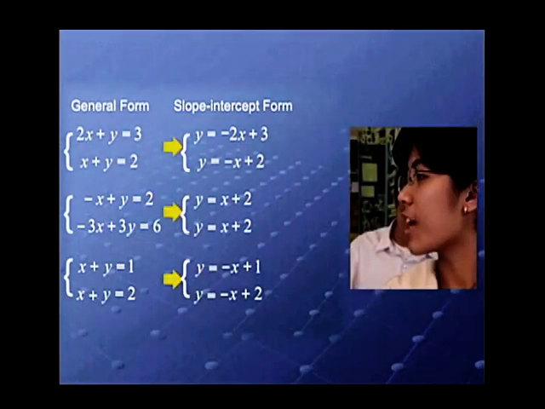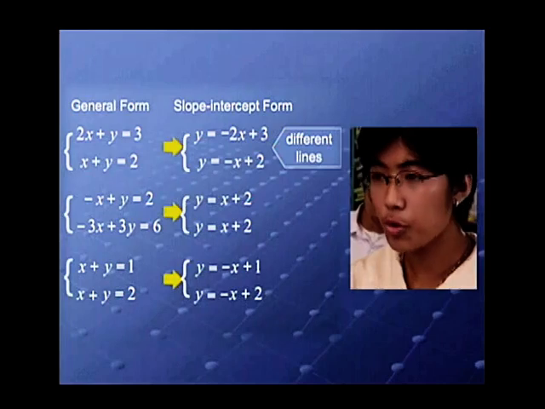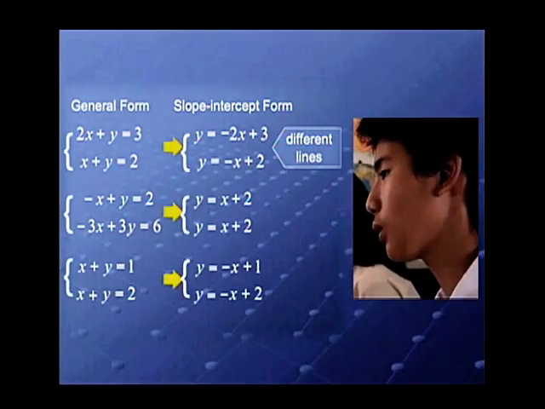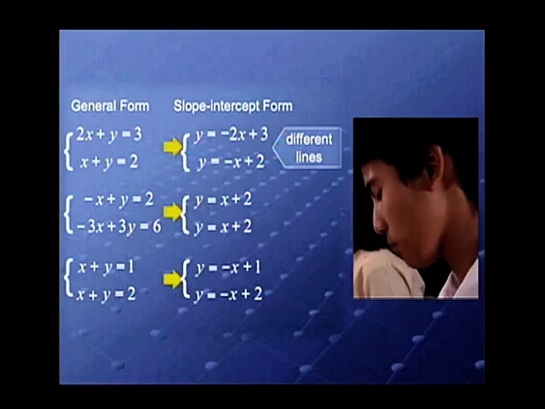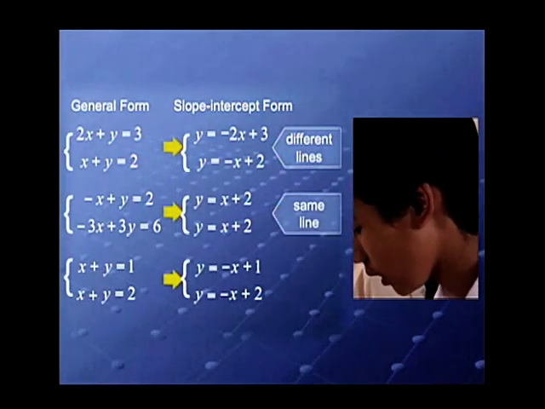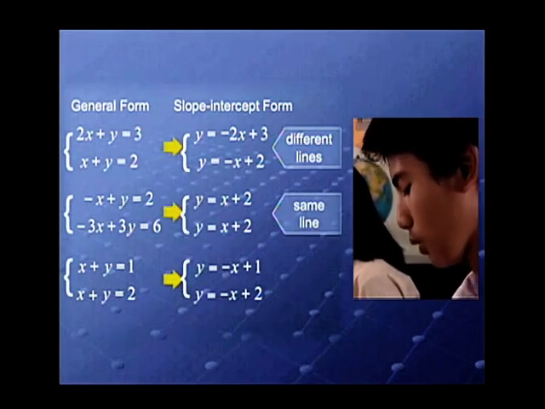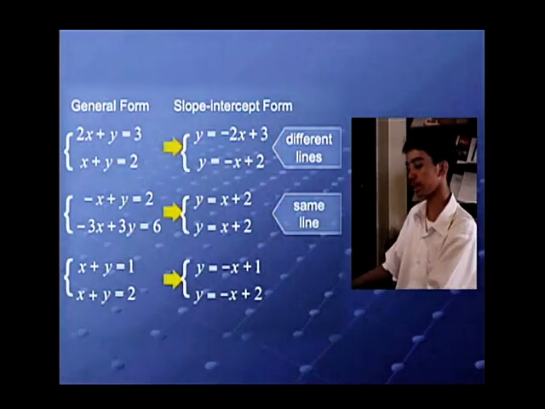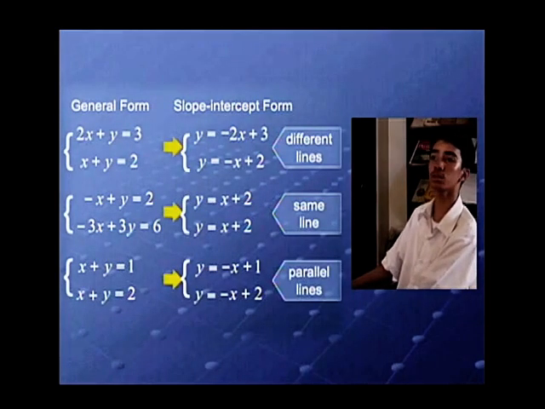Oh, I see. In the first one, we end up with lines with different slopes, so they should intersect at one point. And look, in the second system, the slopes and y-intercepts are the same, so the lines must coincide. So the system has an infinite number of solutions. We don't need to graph it. Oh, and in the third one, we have lines with equal slopes but different y-intercepts. So the lines must be parallel. So the system has no solution.